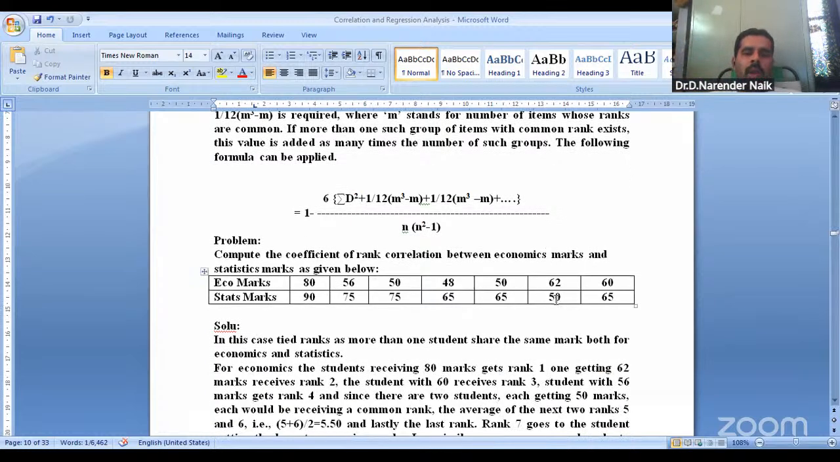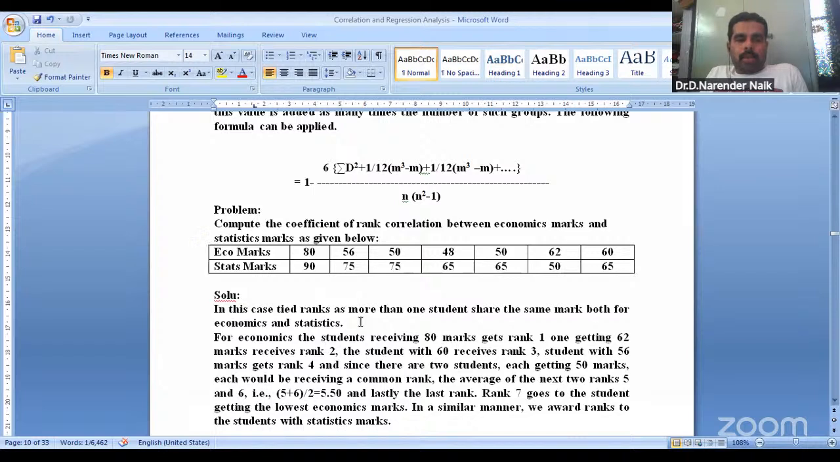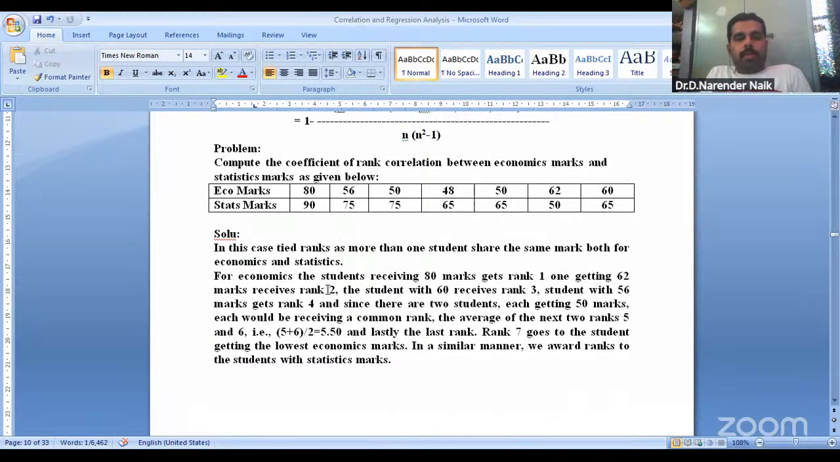So here you observe carefully. Compute the rank correlation coefficient between economics marks and statistics marks as given below. Economics marks: 80, 56, 50, 48, 50, 62, 60. Then statistics marks: 90, 75, 75, 65, 65, 50, 65. Okay, the next solution here.